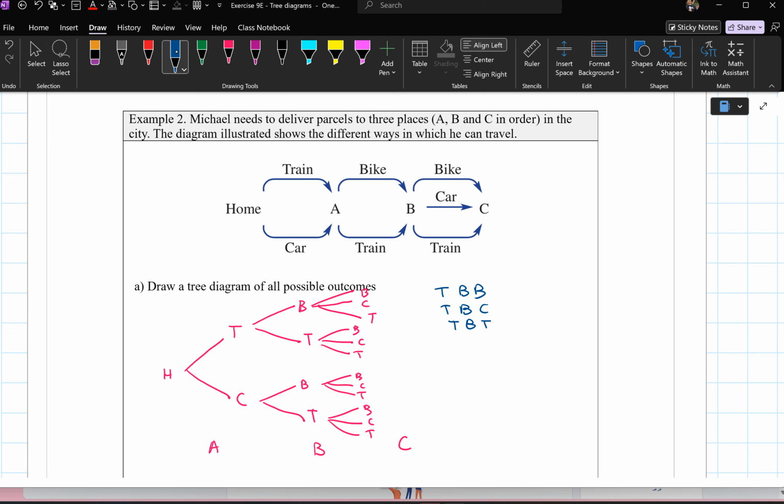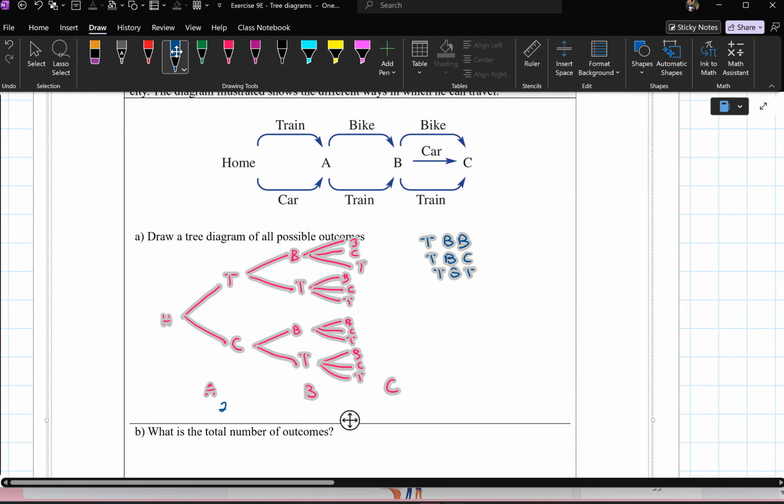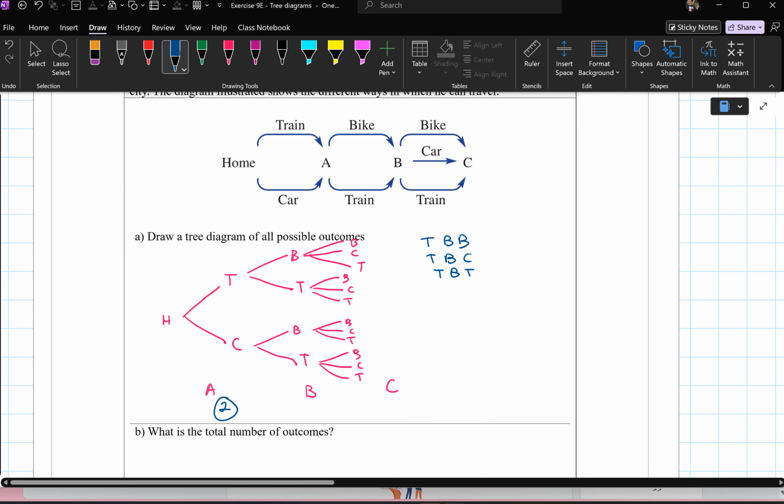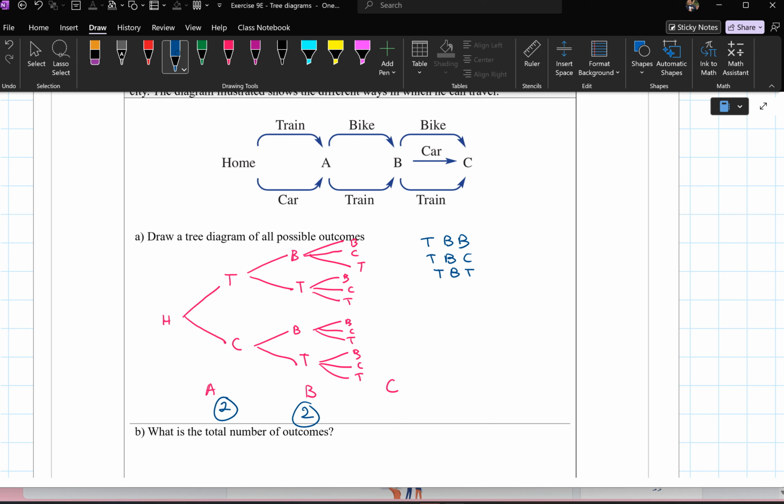Now, how did I do it quickly in my head? Well, there was only 2 options for A. Then for B, you only had another 2 options. So for every 2, there's another 2. So 2 times 2 gives you a total of 4. 1, 2, 3, 4. So 2 times 2 is 4. And then for every 4, you get another 3. So all you have to do is times them all together. So you do 2 times 2 times 3. That's how I get a total of 12. That's a quick way of doing it.